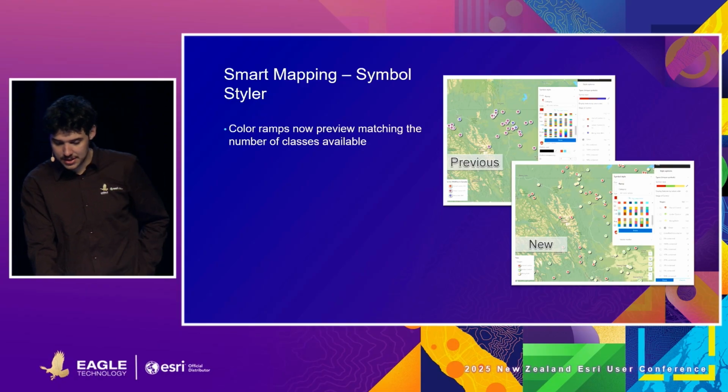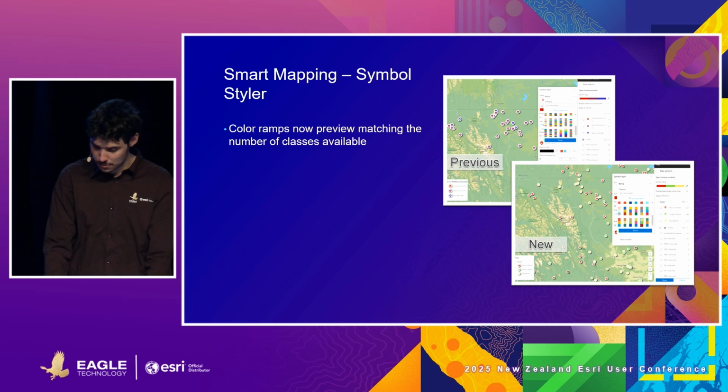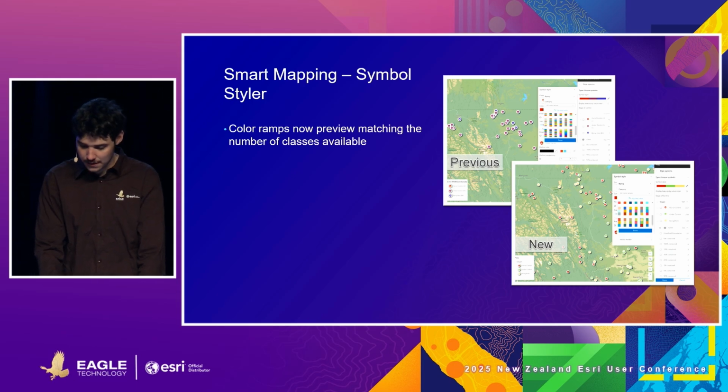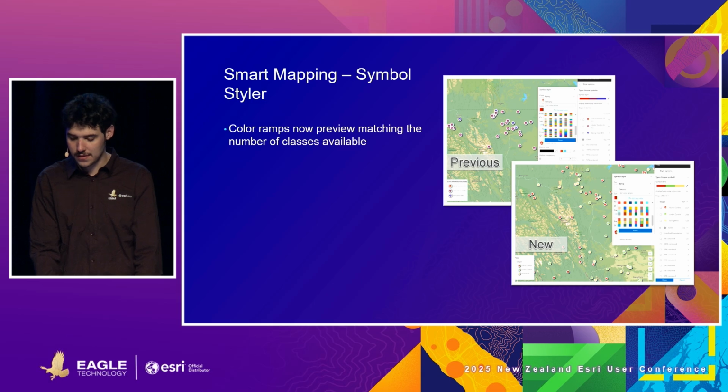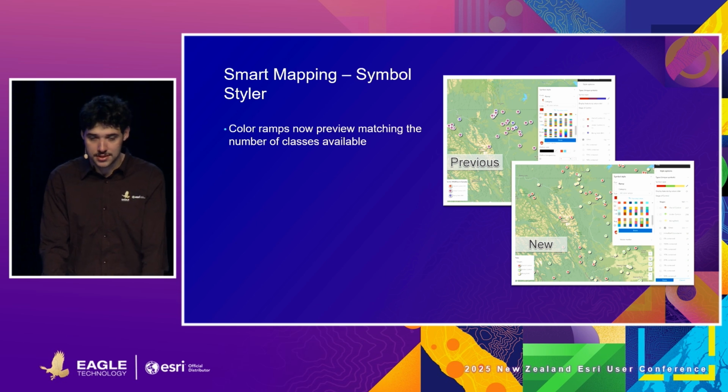We also have an update to how color ramps are being presented. Previously, if a color ramp only had 3 unique values, the default color ramp would still be shown to you, which wouldn't really give a great indication of how the unique values would actually look. Now, when you have 3 unique values, the color ramp will only present 3 unique colors to you. So you know exactly where your color values are going to go from the top to the bottom of the available classes.